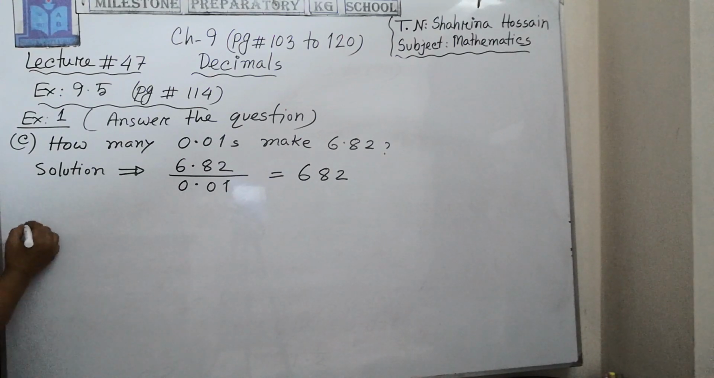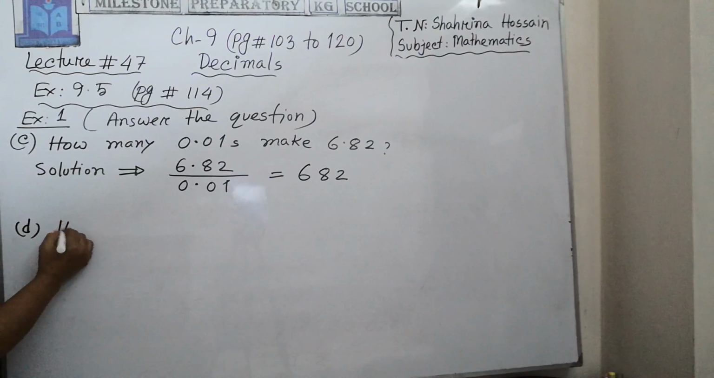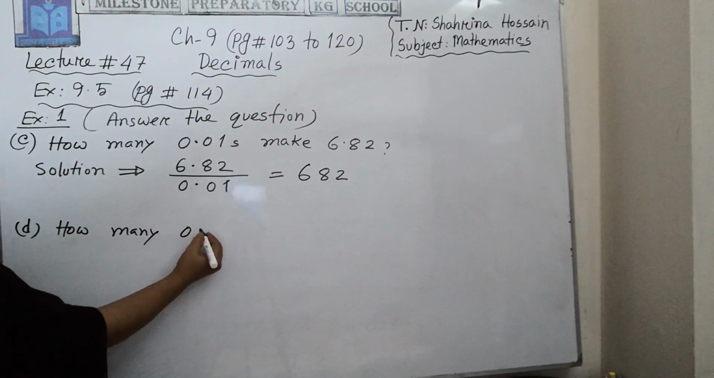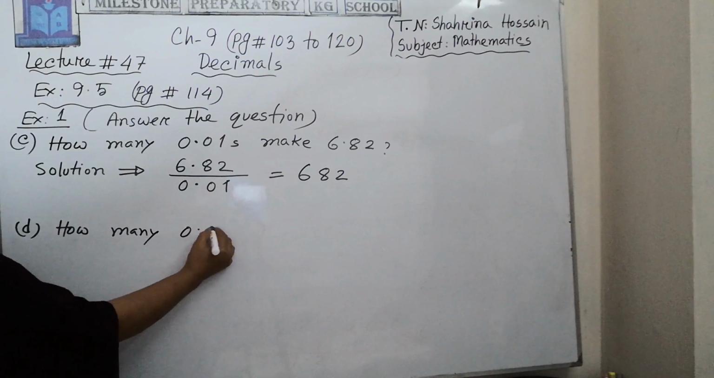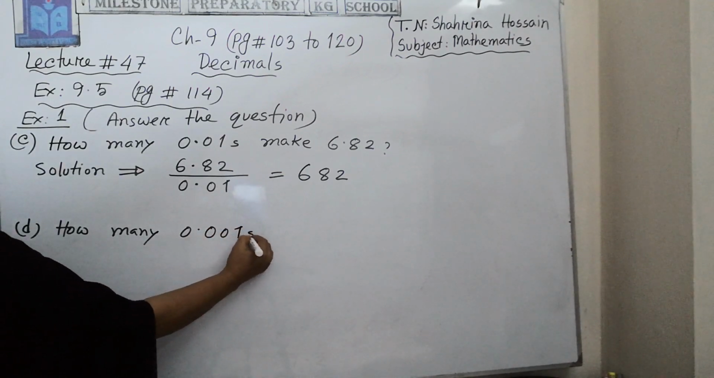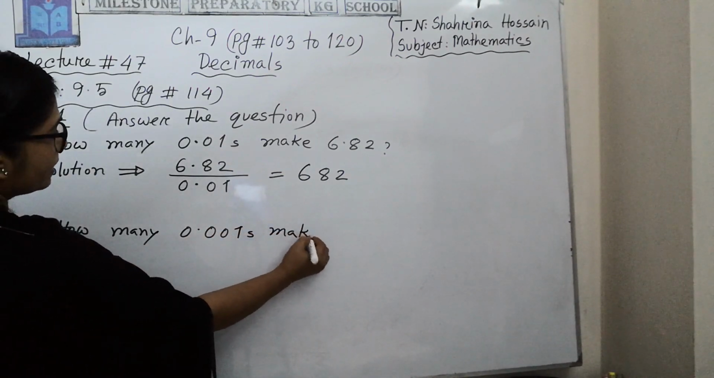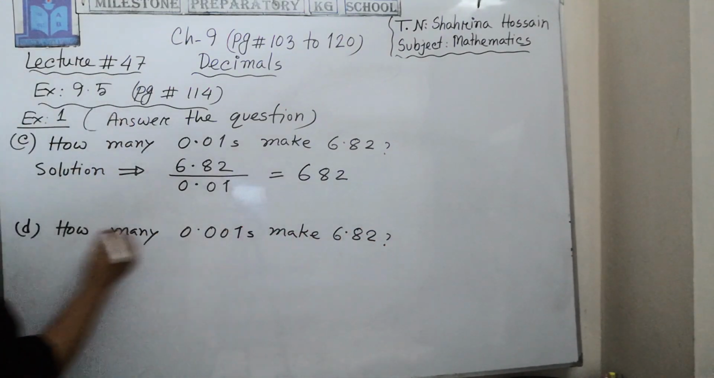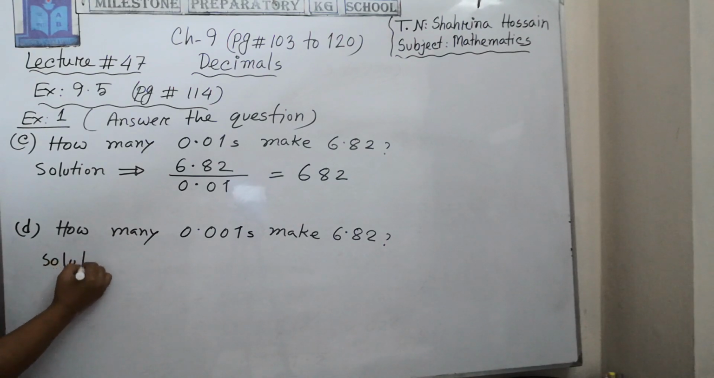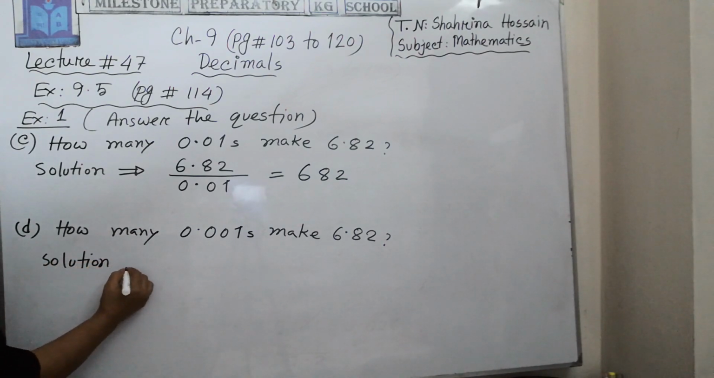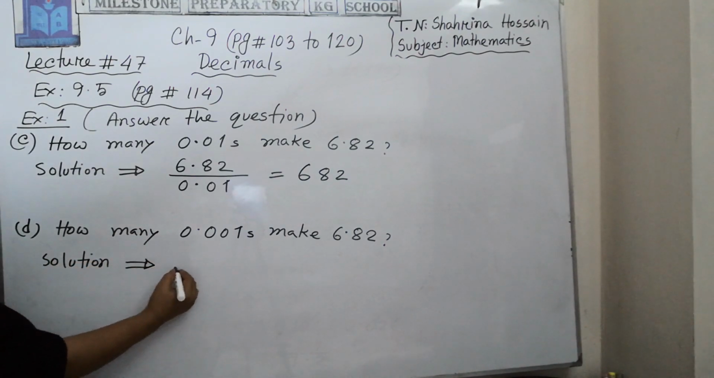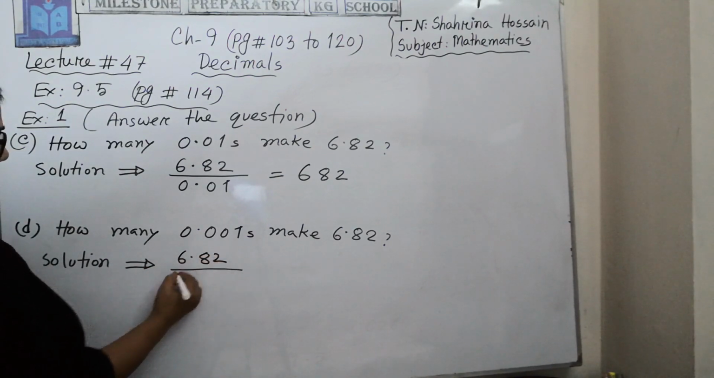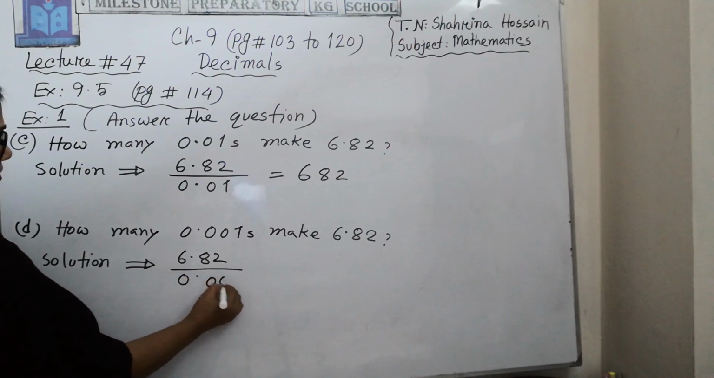Now number D. How many 0.01s make 6.82? Then the solution: 6.82 divided by 0.001.